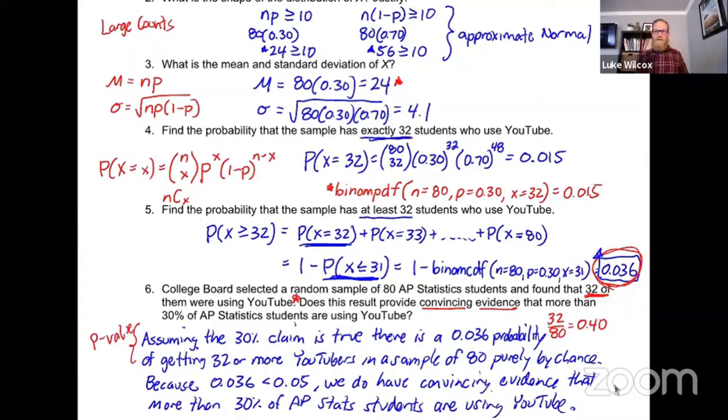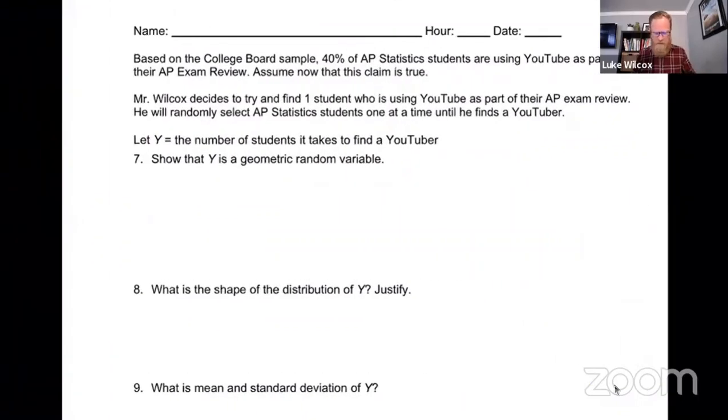All right, so that wraps up the big idea of a binomial random variable. And remember, the second learning target we have is to investigate this idea of a geometric random variable. So let's slide over to page 2 of the activity here. And I've got a little bit of a setup here.